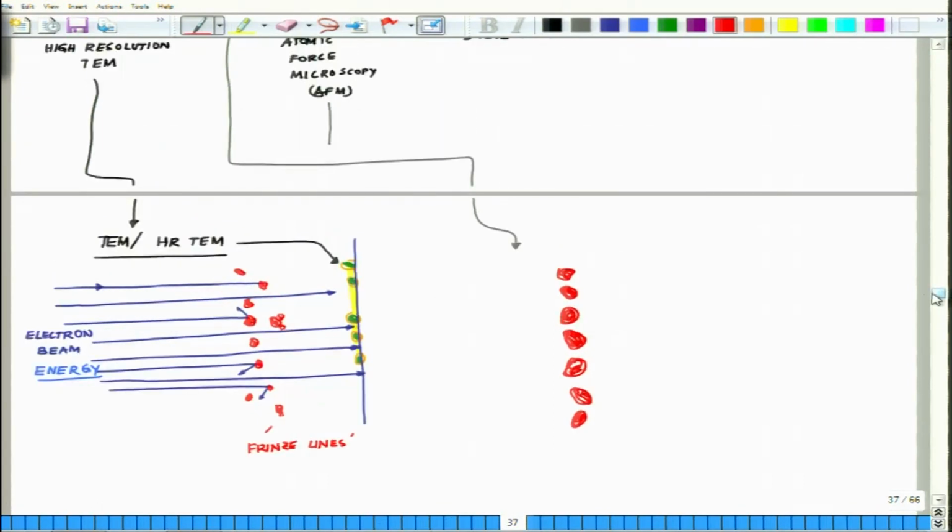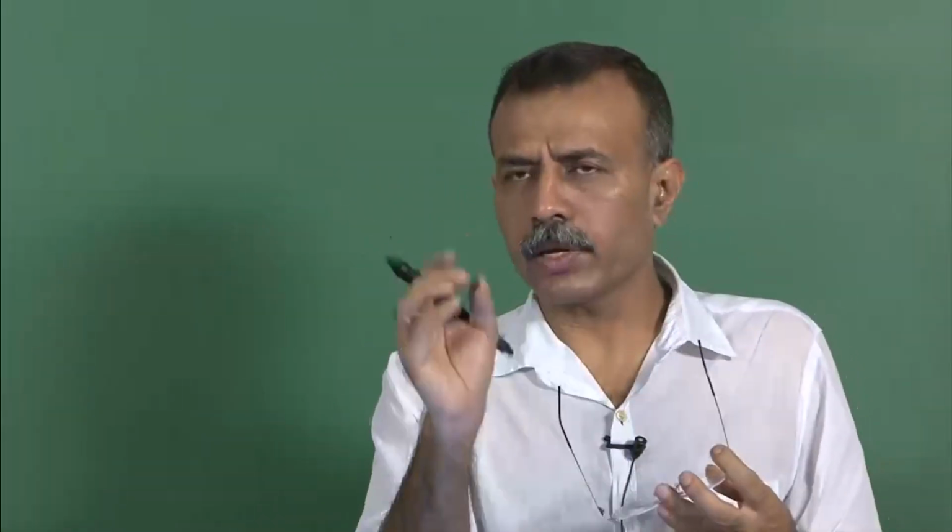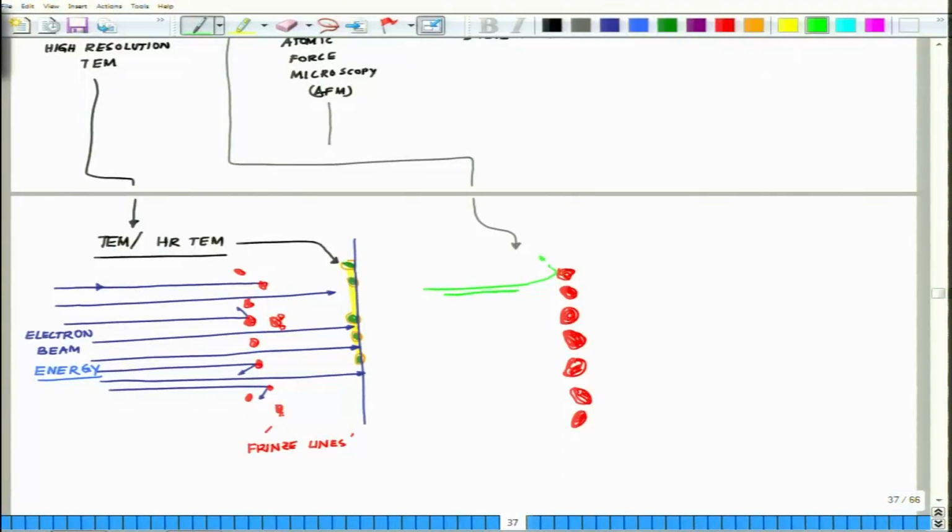So now here is your sample. Now you throw the beam in a way, such that you are scanning through the substrate. You are not throwing the beam at a very high energy. You are throwing the electron beam at a lower energy, and what you see is the beam scanning through the surface. Something like this.